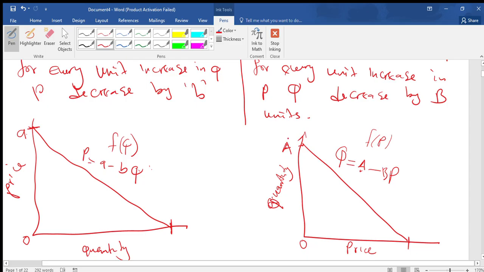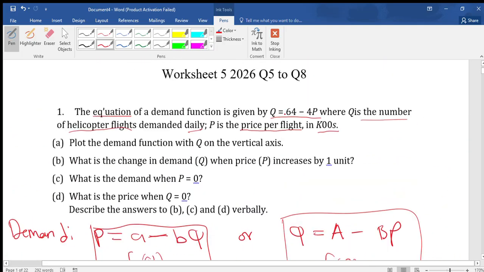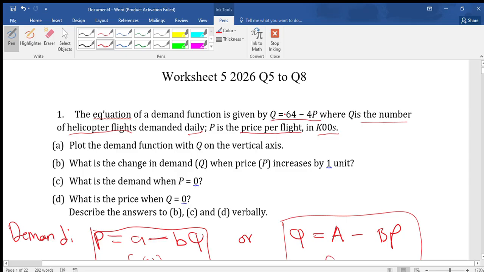Now let's go back to our question. Our question says the demand function is given by Q equals 64 minus 4P, where Q is the number of helicopter flights and P is the price per flight in hundreds of dollars. We are being told to plot the demand function with Q on the vertical axis. It makes sense because this is in the form of f of P, with Q as the subject.